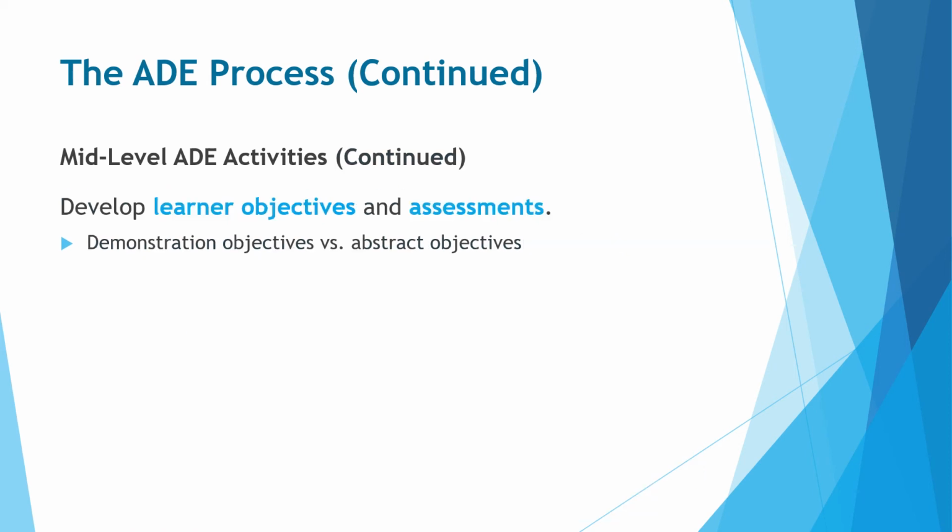Next, you develop learner objectives and assessments. Typically, the objective will take the form of a demonstration objective rather than the more well-known abstract objective. It provides a prototypical demonstration of what the learner will be able to do rather than just a statement of what the learner will be able to do. The assessments are typically criterion referenced rather than norm referenced, and they are typically performance-based rather than predictive.